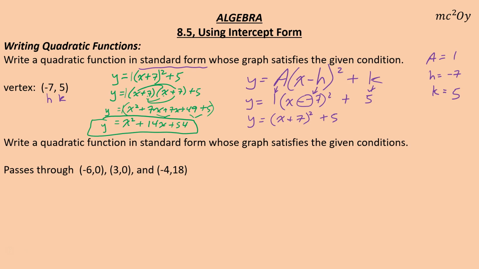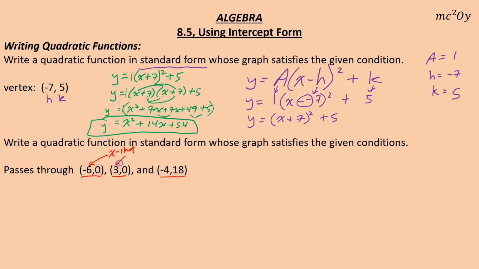Well, let's write a quadratic function in standard form that satisfies these conditions. All right. In this case, we are going through -6, 0, 3, 0, and -4, 18. Well, anytime you see zeros in a coordinate, you should think intercept. In this case, they're y equals 0. So if y equals 0, this is your x-intercept, as is this.